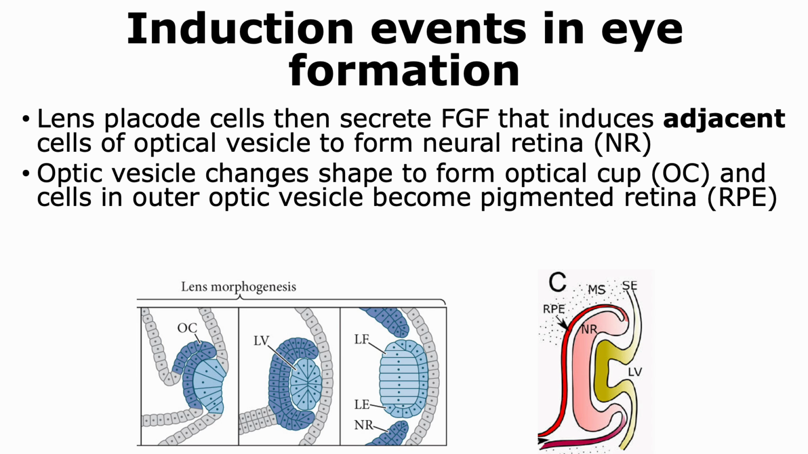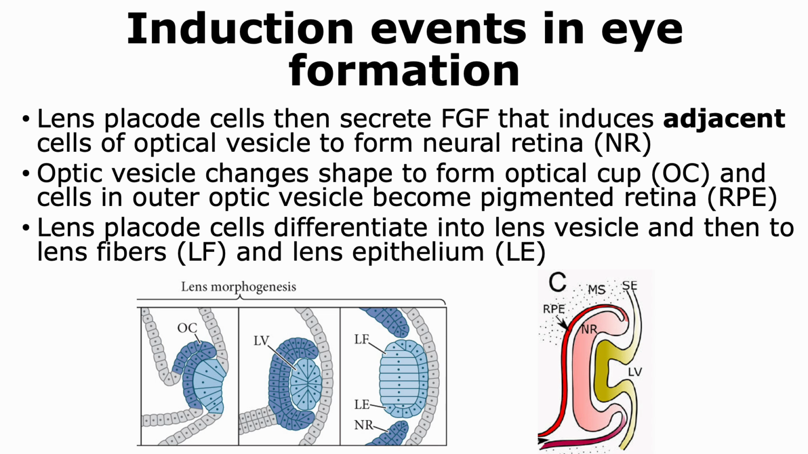The optical vesicle then will change its shape to form an optical cup, and the cells in the outer optical vesicle become the pigmented retina. And the lens placode cells will differentiate into lens fibers and lens epithelium. So here we have our optical cup that will line the lens placode. And when we look at the figure to the extreme right, we can see how the optical cup is now covering and in contact with the lens placode.